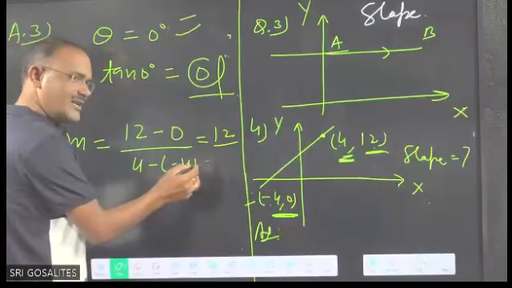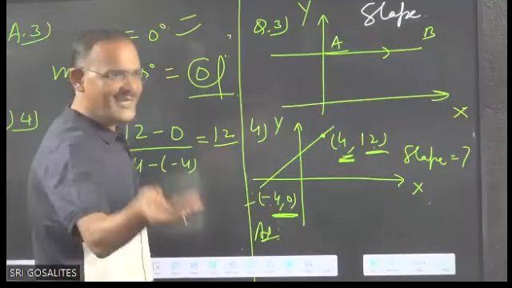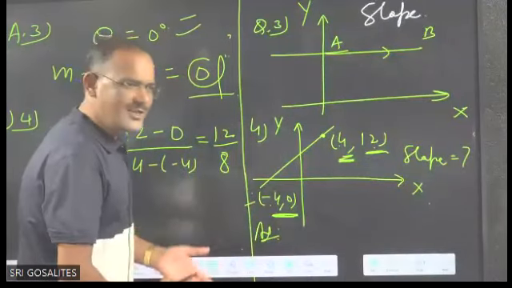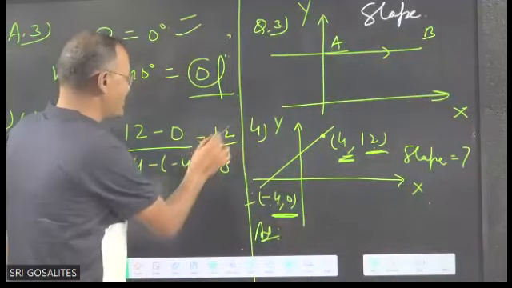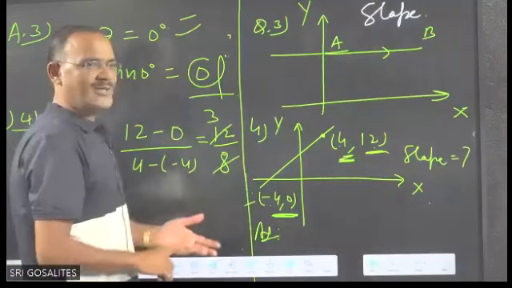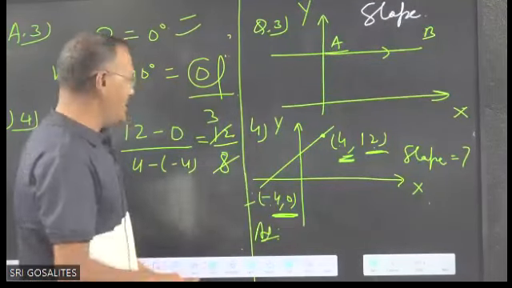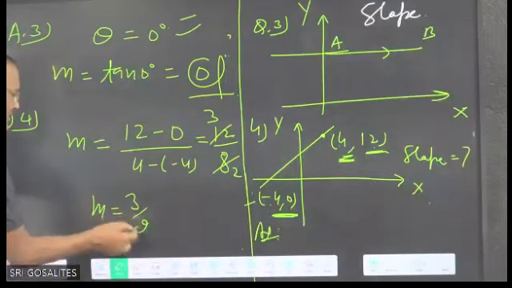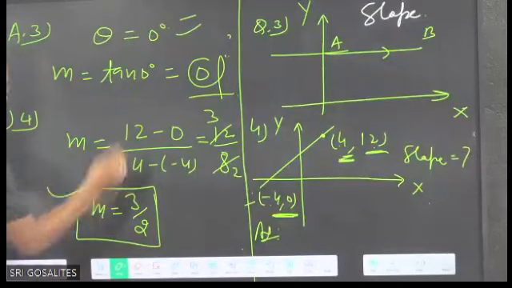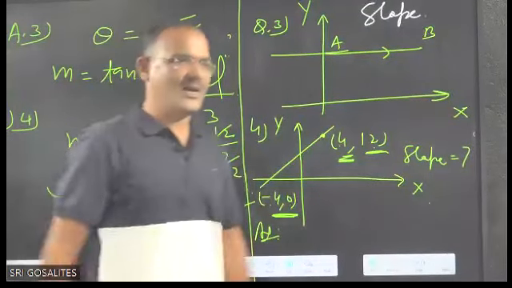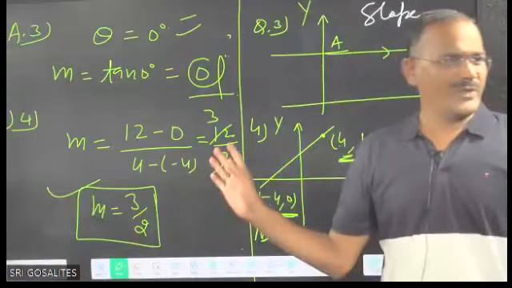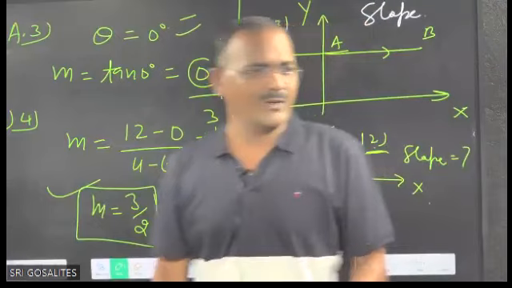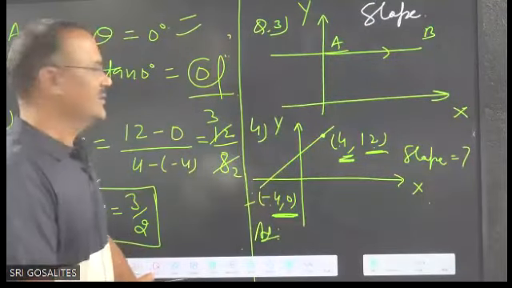Do you know? Minus minus plus. 4 and 4 is 8. 4 ones are 4, 4 twos are 8, 4 threes are 12. 4 ones are 4, 4 twos are 8. What is the slope then? Come on. 3/2. Okay, bachcho? Shabash. Very good. Copy this. Come on. Those who were not able to get it, hopefully all of you understood. Nice. Good boys.